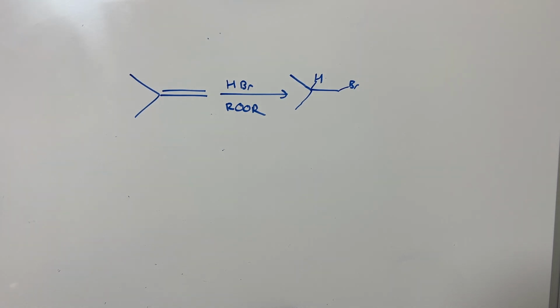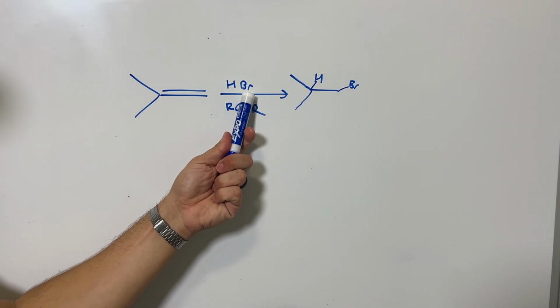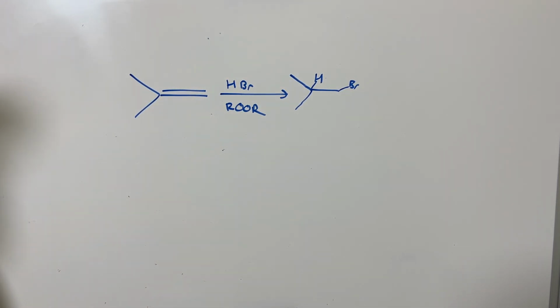Now, why is that? So remember, we said that the HBr mechanism, just addition, goes through a carbocation mechanism, which leads to the Markovnikov product. When we have a peroxide present, we go through a radical mechanism, and that's what leads to the anti-Markovnikov product.